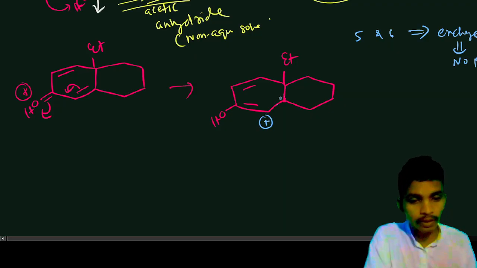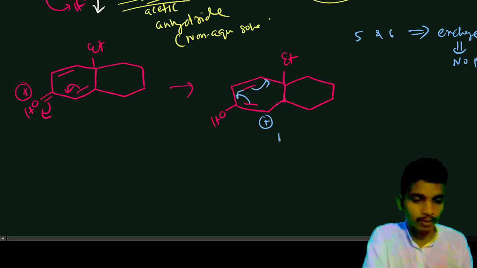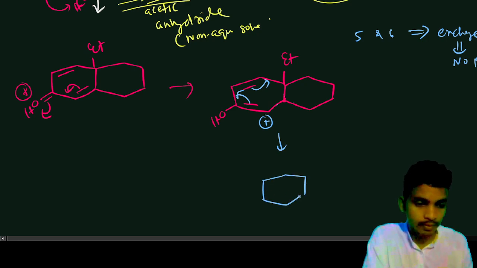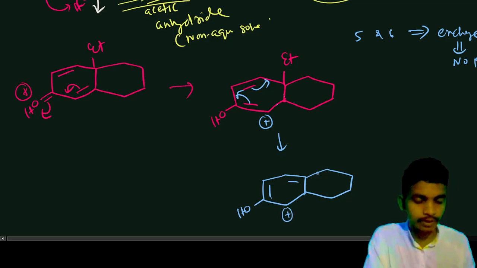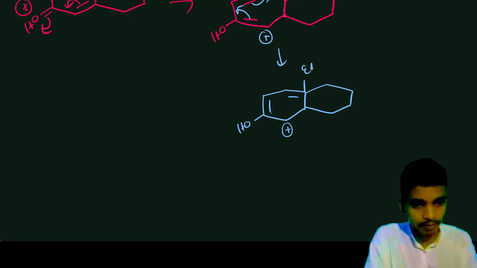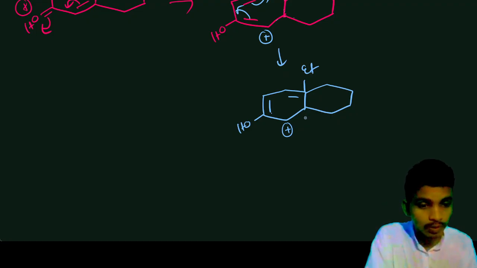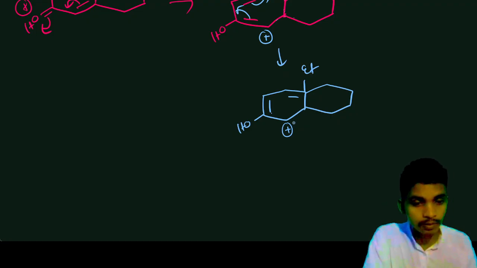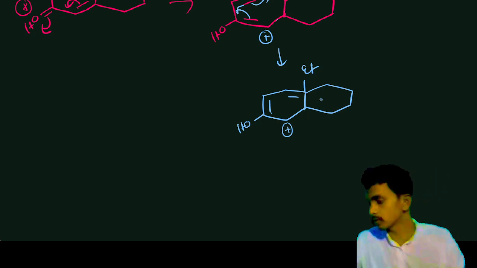This is positive, so I have to make this shift first. Then what we get is OH created here, and here we have the positive charge. Now here we have the ethyl group, so positive, and so positive, negative, right?